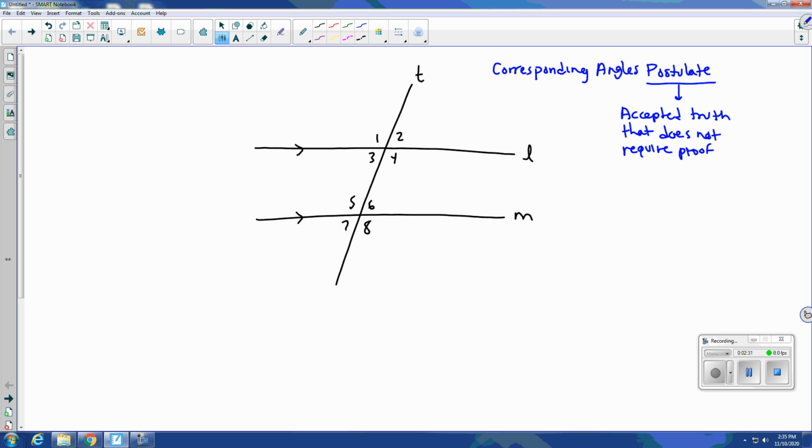Now, before we get into the corresponding angles postulate and how it relates to other angle relationships, we need to be able to identify corresponding angles. Corresponding angles are angles that are in the same respective location in their groups. So we have this first group up here, and a second grouping down here. The angles in the same respective location we would consider corresponding.